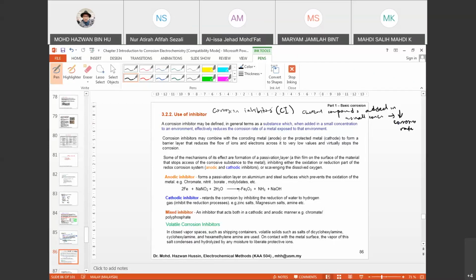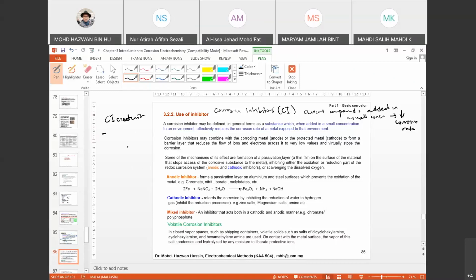Okay, right. So corrosion inhibitors have certain criteria to be selected as a good corrosion inhibitor. CI criteria. So first, of course, the type of chemical compound that is used for a corrosion inhibitor must have electron-rich functionalities.